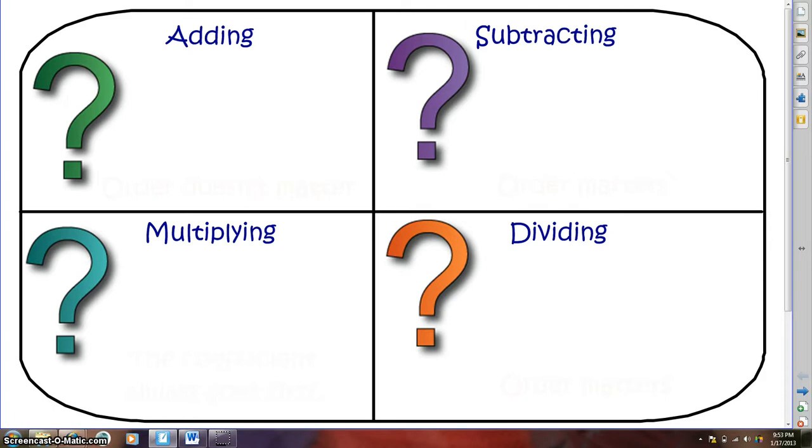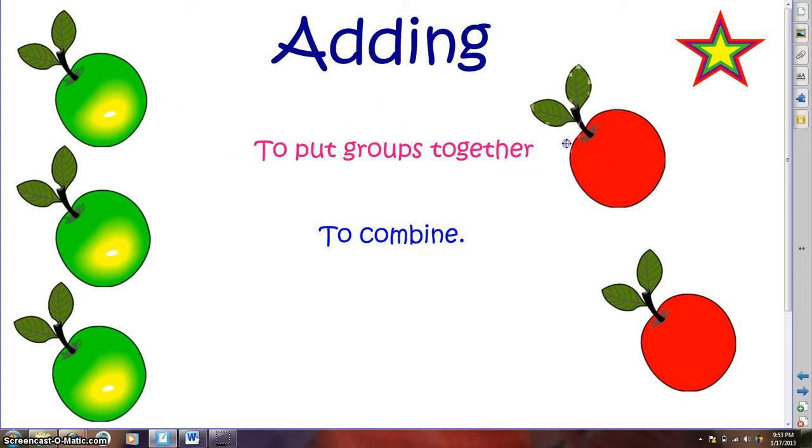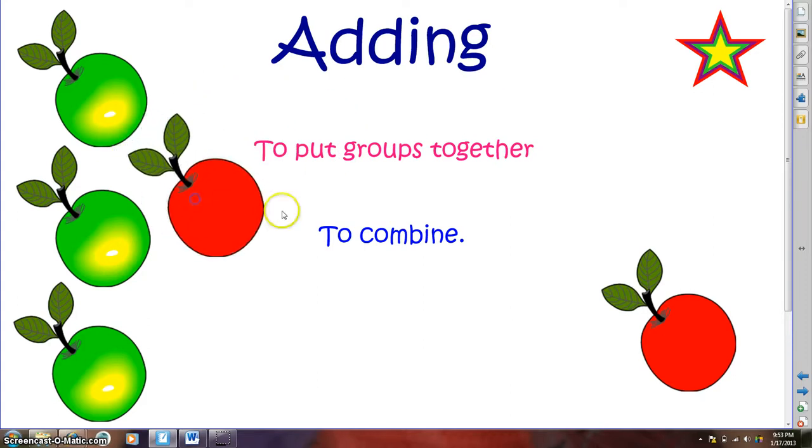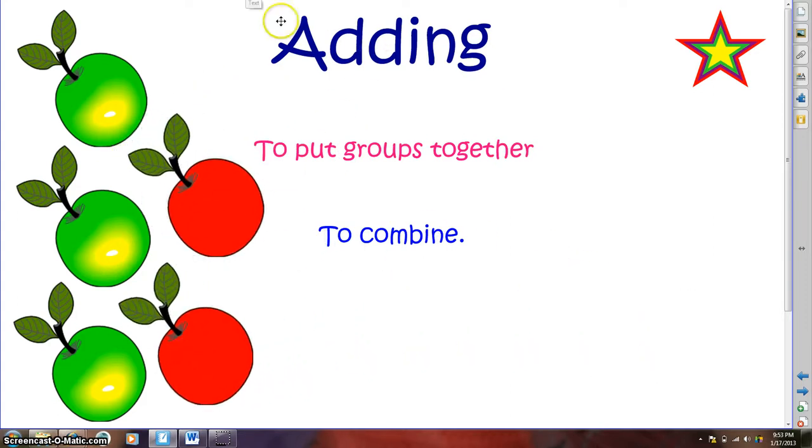The first thing we want to take a look at is, what does it actually mean to add? When we are adding, what it means is we're putting two groups of things together, or combining. So over here we have 3 apples, and we're going to combine with them 2 more apples. Anytime we're putting things together, that means that we are adding.